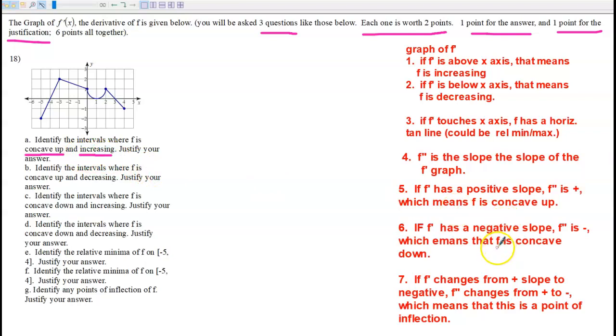Well, f is concave up when this graph has a negative slope, because when this graph has a negative slope, that means the second derivative is negative, which means that f is concave... Oh, that's concave down. My bad. Back it up. Concave up's right here. So f is concave up when f prime has a positive slope, because when f prime has a positive slope, f double prime is positive, which means that f is concave up. So there's that.